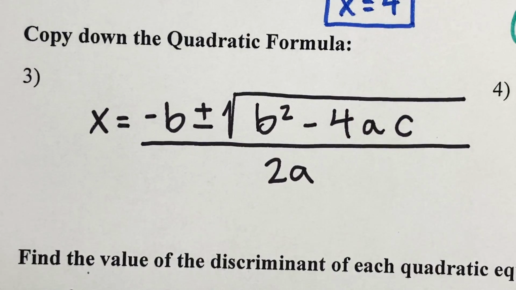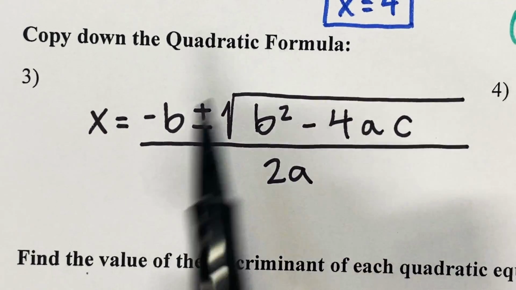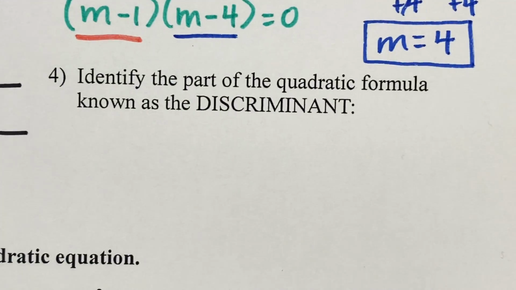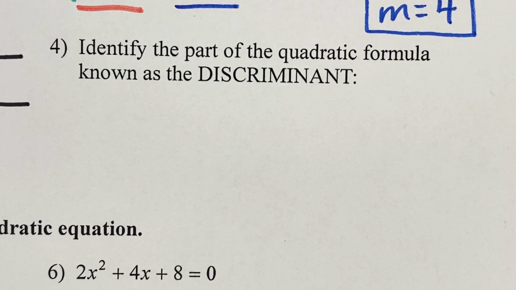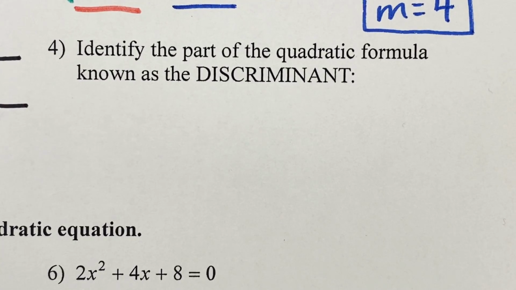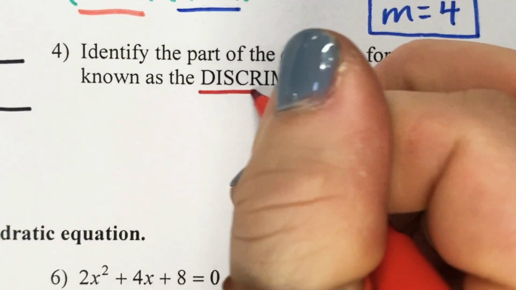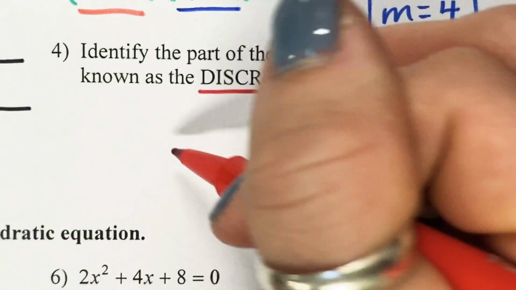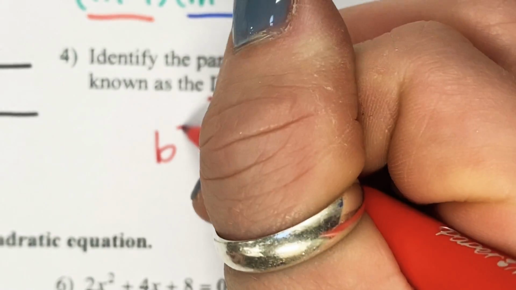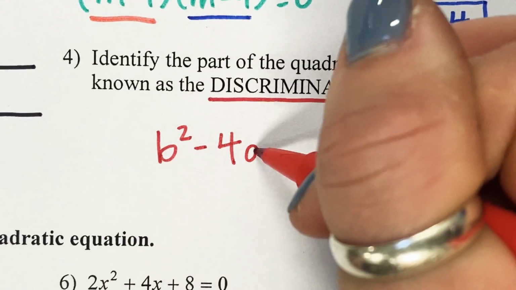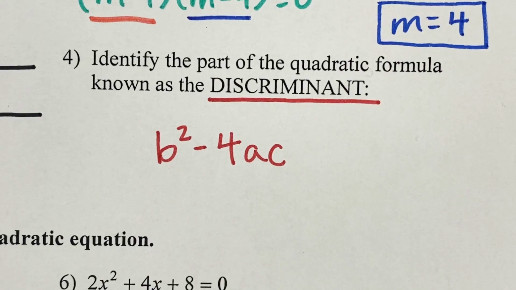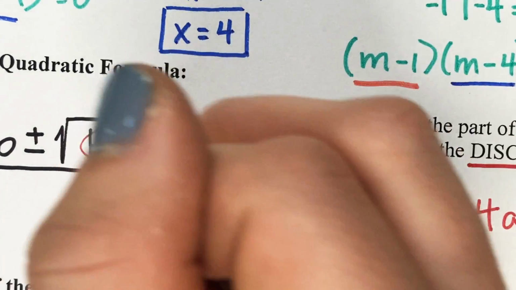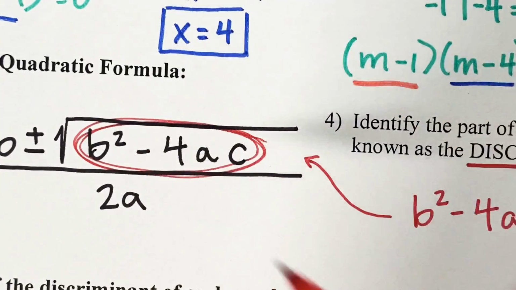So number 3, we copied down the quadratic formula. Hopefully you have somewhat gotten this memorized by now. So number 4, it's asking us to identify the part of the quadratic formula known as the discriminant. The discriminant is the b squared minus 4 times a times c part. It is this part right there.